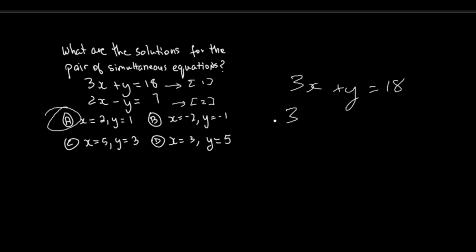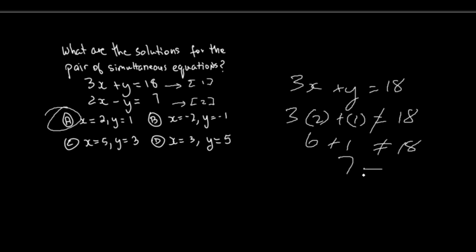So it's going to be 3 times the x value of 2, plus the y value of 1. And if you try this in your head, 3 times 2 is 6, plus 1, you get 18? No, we do not get 18. In fact, 6 plus 1 is actually 7. And 7 is not equal to 18. So you can do this in your head. You basically go, 3 times 2 gives me 6, and 6 plus the y value of 1. Will that give me 18? No. So A is definitely out.